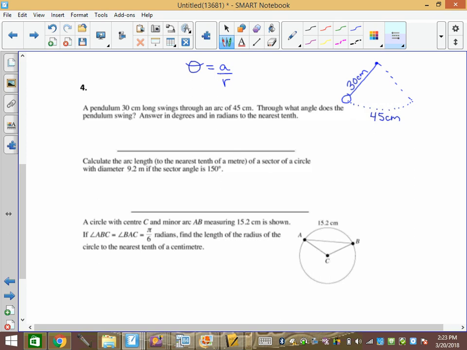So it says, through what angle does the pendulum swing? So you're trying to figure this out. If you go around the entire thing, it'll make a full circle, correct? So what would the 30 be then if that was a full circle, the radius? And this is your arc length.